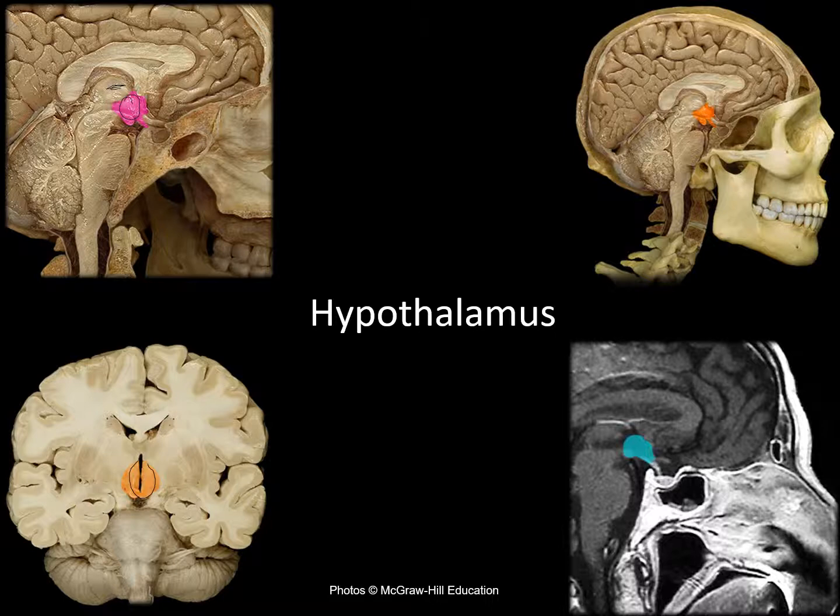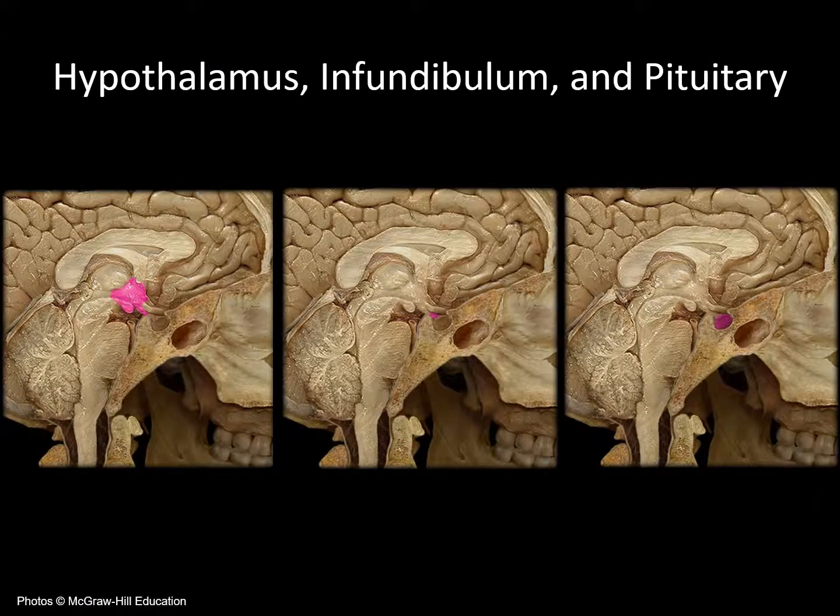And then this, you're going to be able to see the infundibulum, which is that stalk for the pituitary gland right here. So the hypothalamus, again, your infundibulum, the stalk to the pituitary gland, and then your pituitary gland itself, seated in this little landmark called the sella turcica.